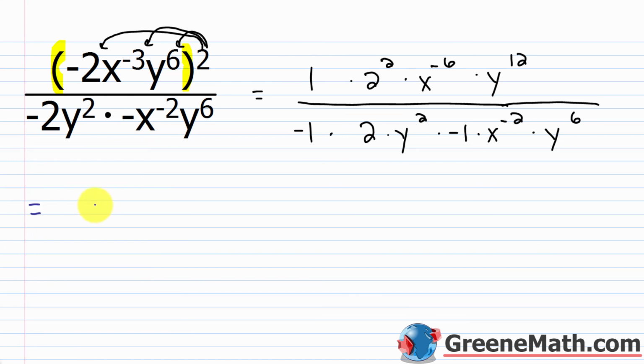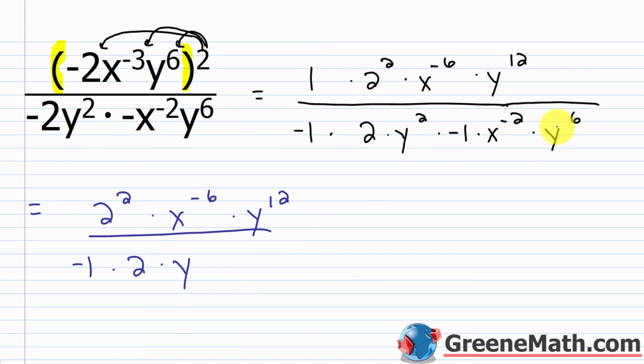So in the numerator, I'm going to leave this as 2 squared times x to the power of -6 times y to the 12th power. In the denominator, I'm going to leave -1 times 2. What I'm going to do is I'm going to say I have y squared times y to the 6th power. Y stays the same. 2 plus 6 is 8. Then I have times another -1. So -1 times -1 is 1. So we can erase both of these, okay? And I'll just slide this down. And the next thing I see is times x to the power of -2.